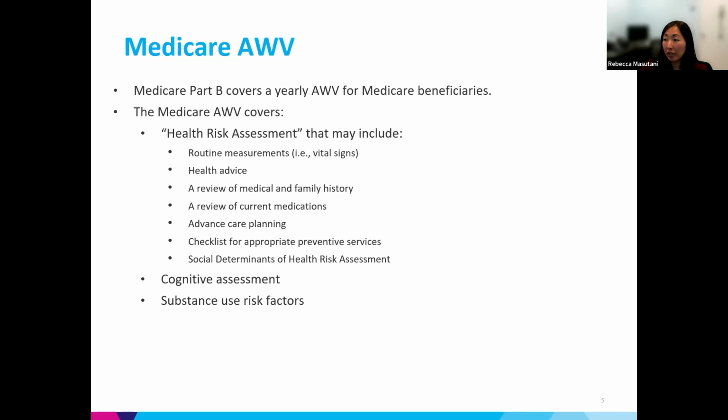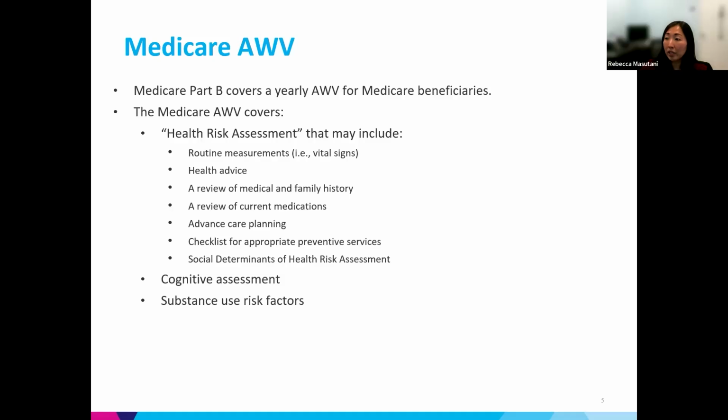The Medicare Annual Wellness Visit is comprised of a health risk assessment, and this includes things like routine measurements, like the taking or capturing, rather, of vital signs. It includes specialized medical advice for the patient, a review of the patient's medical and family history, as well as review of their current medication list. And if pertinent to that particular patient case, it can also include advance care planning, as well as a checklist for appropriate preventive services, and also a review of the social determinants of health for that patient.